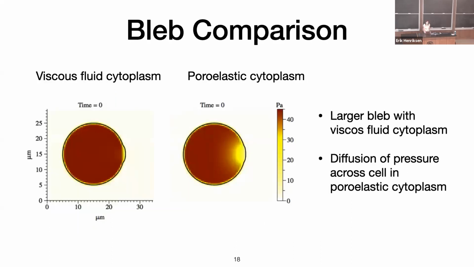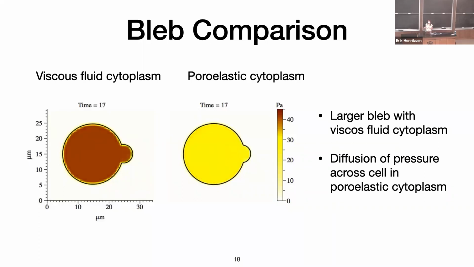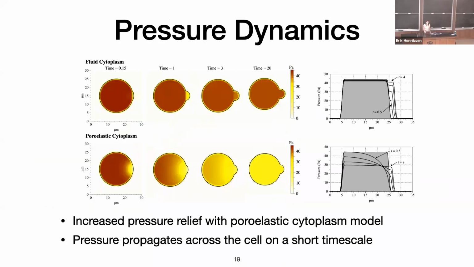And then here's a comparison of with or without the cytoskeleton, so the viscous fluid cytoplasm versus the poroelastic. And so you can see there's quite a bit more pressure relieved in the poroelastic because the cytoskeleton is being compressed as the bleb expands, because the area within the cell is being conserved. And since the color bar decreases quite a bit, let me zoom in just to show you some details here.